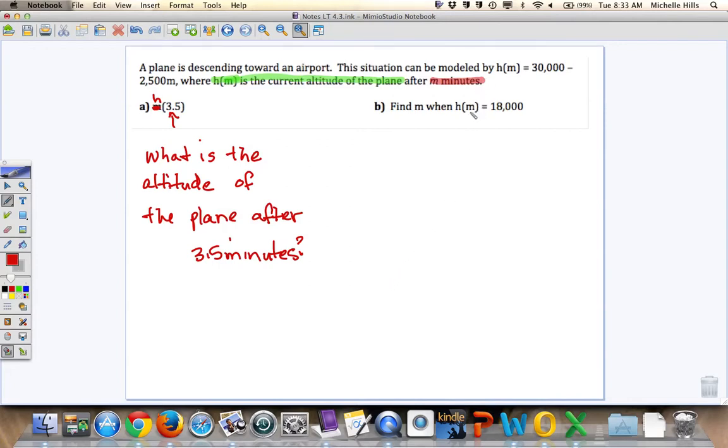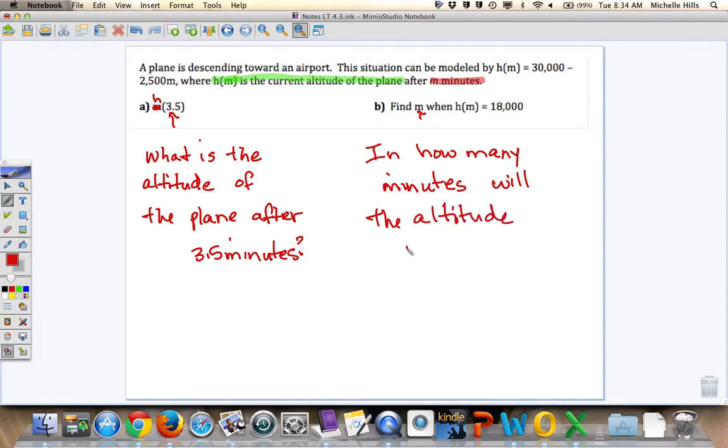Now, in this case, they didn't give me the m. They said find m, so find the number of minutes, which means what they gave me was the altitude of the plane. So in how many minutes, maybe? In how many minutes will the altitude be $18,000? We're assuming this is feet, but you know what?